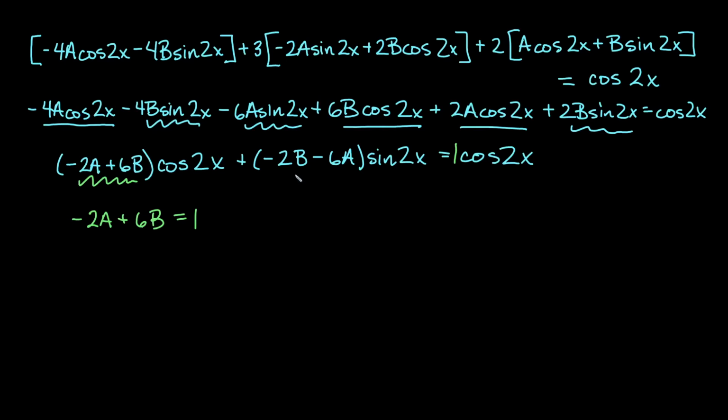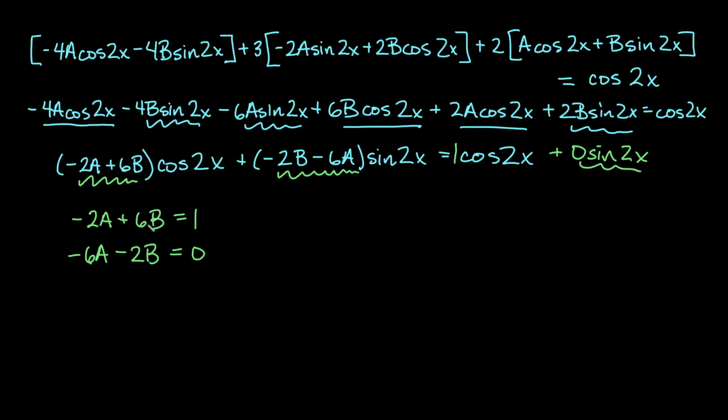And for sine 2x's, we want the same on both sides. Here I have negative 2b minus 6a. And over here, I don't have any sine 2x's, right? This is really like having 0 sine 2x's over here. So these coefficients must be the same. I'm going to go ahead and turn these around so they're in alphabetical order here. So I'm going to say negative 6a minus 2b, that's just this with the terms reversed, is equal to 0, because that's how many sine 2x's I have on the right side.